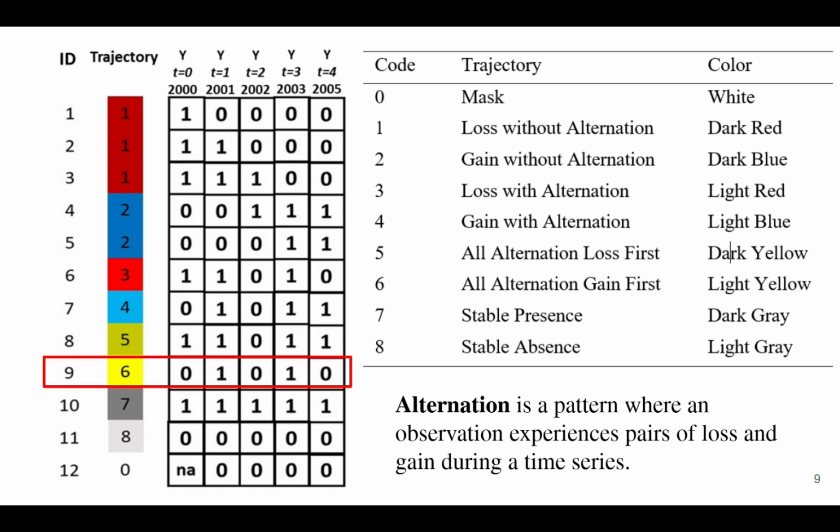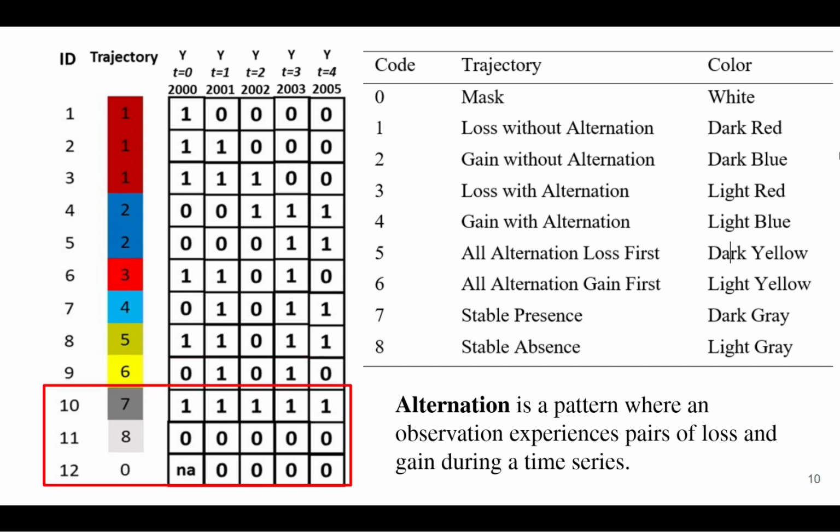Observation 9 begins with absence, gains, loses, gains, and loses to end in absence. This trajectory is called all alternation gain first. Observation 10 is an observation called stable presence, while observation 11 is called stable absence. Observation 12 is eliminated from the analysis because the pixel at time 0 is not applicable, thus the entire time series for that pixel is eliminated from the analysis.